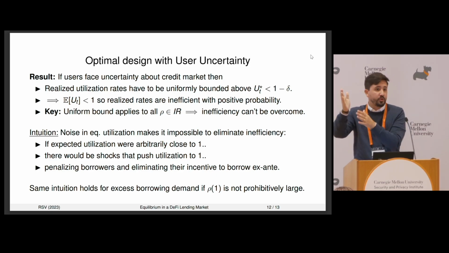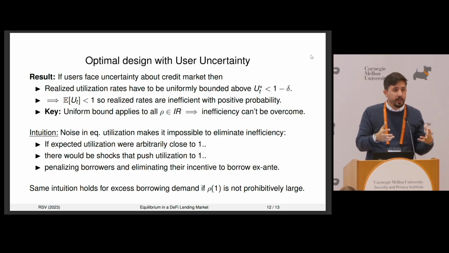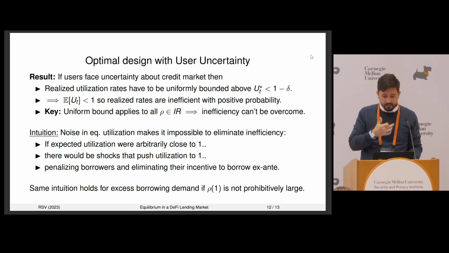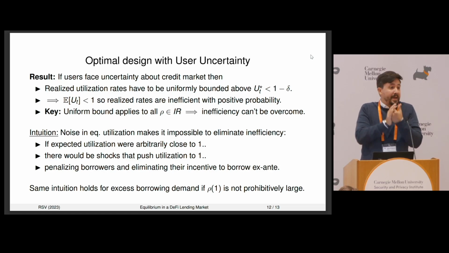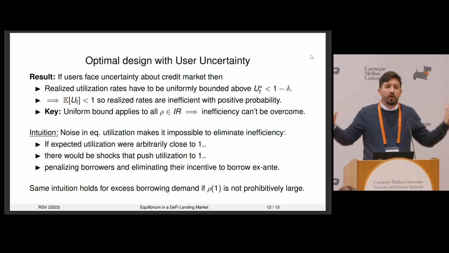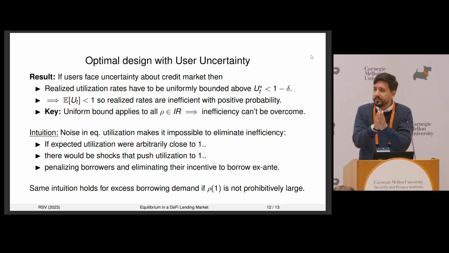And so basically to counteract that, you need to target lower expected utilization, meaning there's always going to be some supply problem. And unlike the case where users are perfectly informed, right, the realized utilization is going to be bounded above across all possible interest rate functions. So you can't optimize like you could before to minimize that inefficiency.